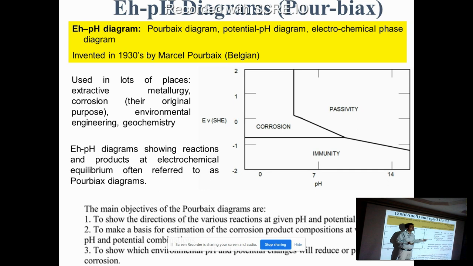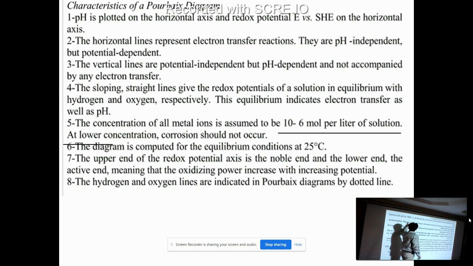That's what we discussed when an electrode is dipped in an electrolyte. If there is a charge transfer, a potential will be developed. That potential is called electrode potential. So when the potential is dependent, it means only electrons are being transferred. Horizontal lines are called electron transfer reactions. They are pH independent. Now what about the vertical lines?